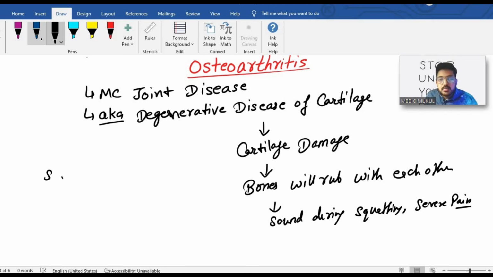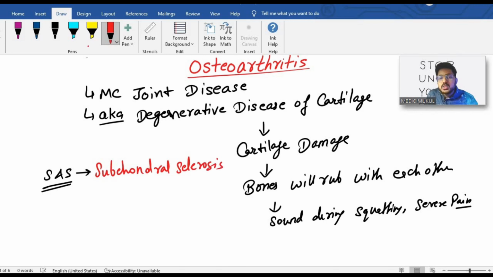Other signs and symptoms we will be able to see in this condition are subchondral sclerosis, necrosis of the bone tissue, and cyst formations as well in case of osteoarthritis.